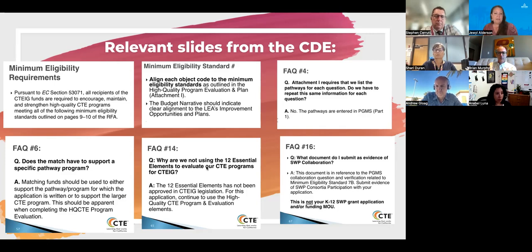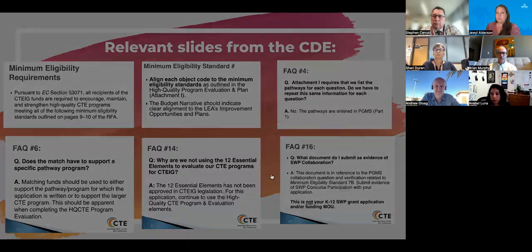Again, I mentioned this: why are we not using the 12 essential elements? That has to do with the CTEIG legislation. So ask your legislator, but really it doesn't matter too much. They're very similar. And then finally, there was a question about SWP collaboration. Because this aligns to minimum eligibility standard 7B, there is a document that it suggests that you submit as evidence.